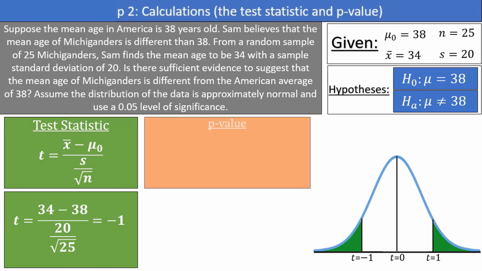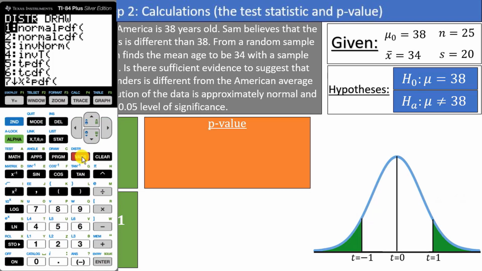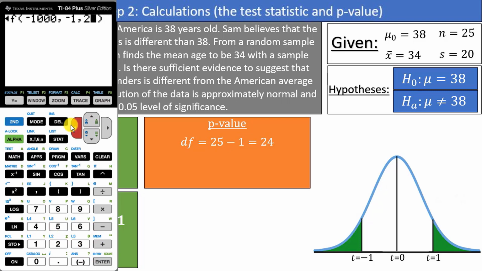To find the p-value on a TI-84 calculator, we can press second, distribution, option 6 for TCDF. The lower bound of our shaded area, if we are solving for the left tail, is -infinity, so we can put -1000, and that will be small enough. The upper bound is our test statistic of -1. The degrees of freedom are n-1, which are 25 minus 1, or 24. Pasting, we have TCDF -1000, -1, 24. Match this output on older calculators without the previous menu.